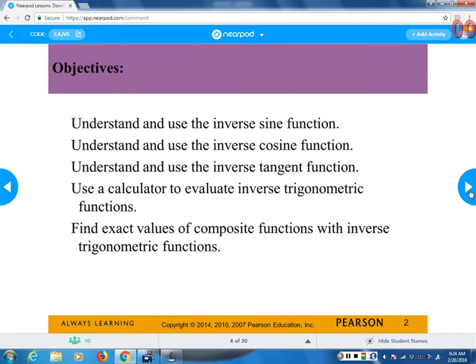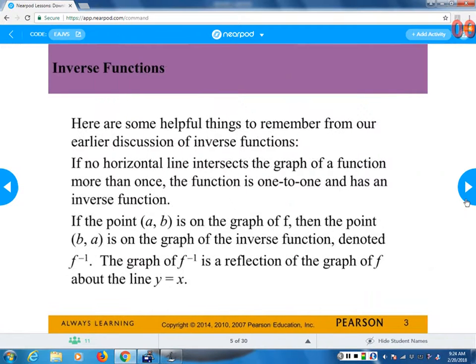So we really need to understand and use the inverse sine function, inverse cosine, inverse tangent, and then be able to use a calculator to evaluate these. And then find exact values of composite functions with inverse trig functions. So we're going to do that.